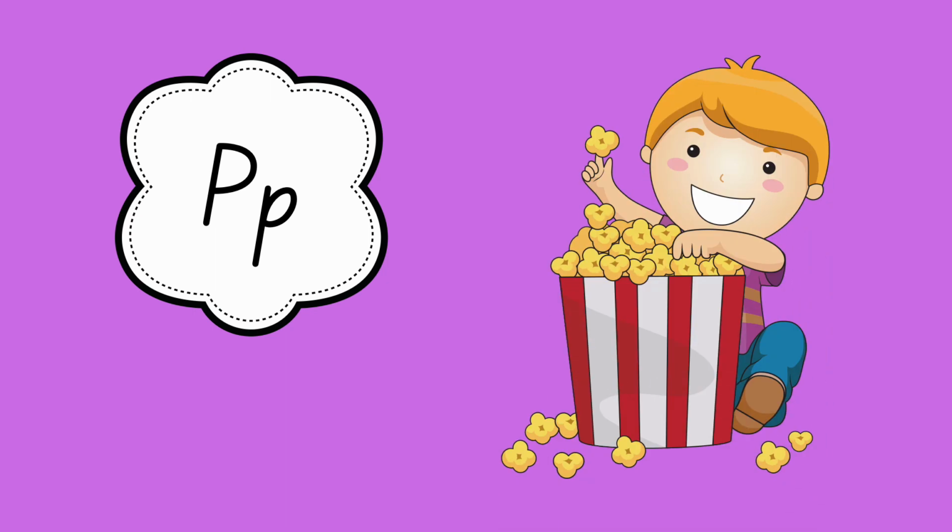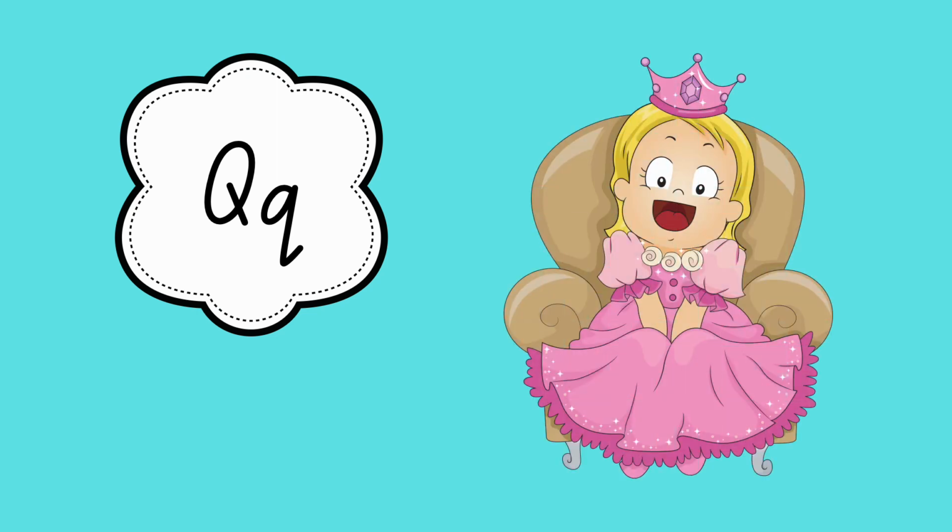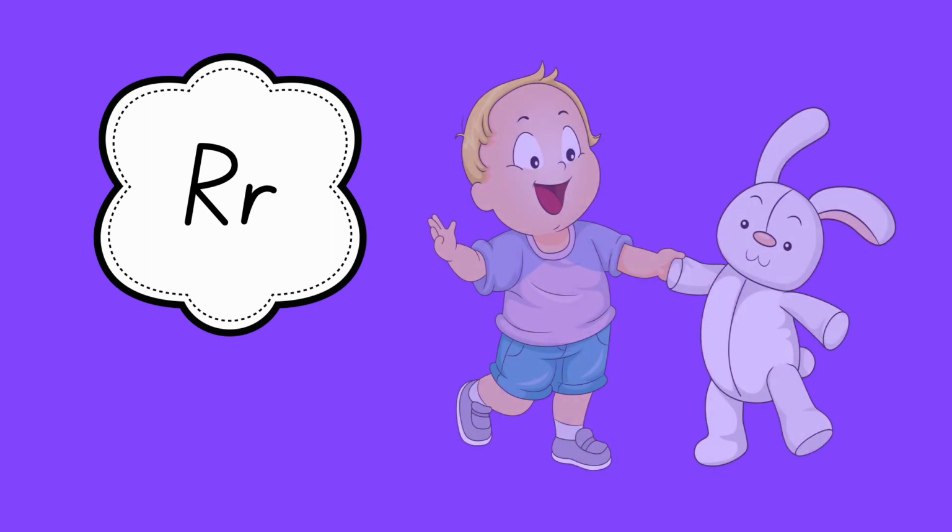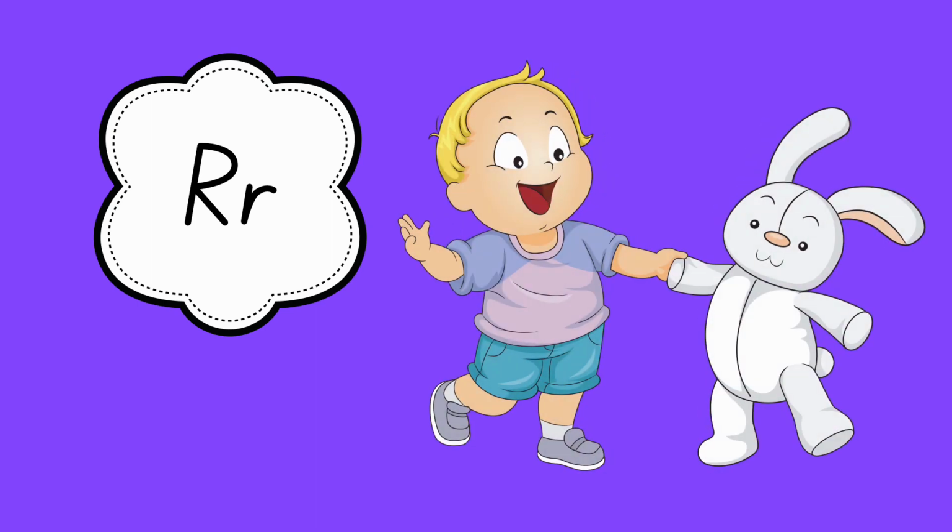P is for popcorn. Popcorn. Q is for queen. Queen. R is for rabbit. Rabbit.